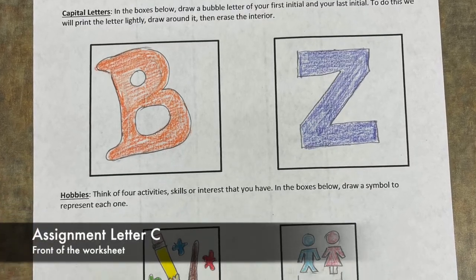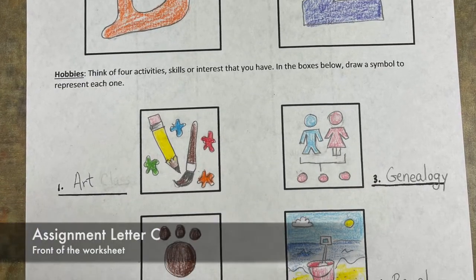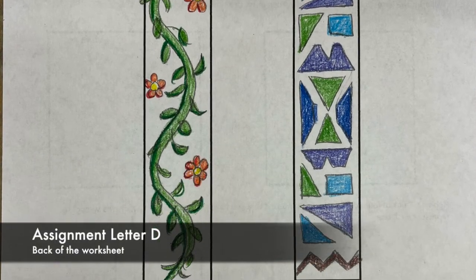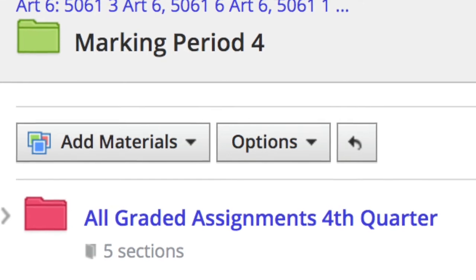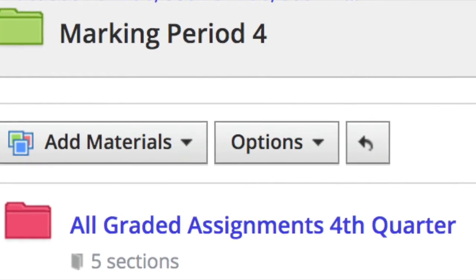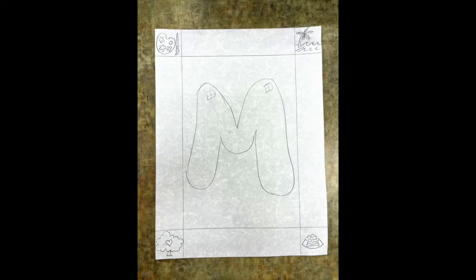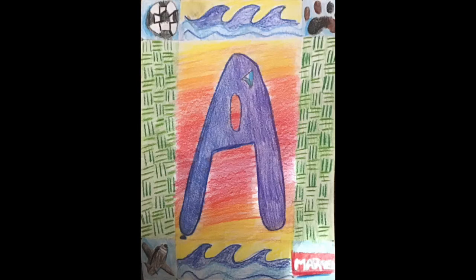The front of the worksheet goes to assignment letter C, and the back of the worksheet goes to assignment letter D. Both are in the red All Graded Assignments folder for fourth marking period. Next class, we'll talk about what to do with these images and how to import them into your final project. Here are some examples from last year.